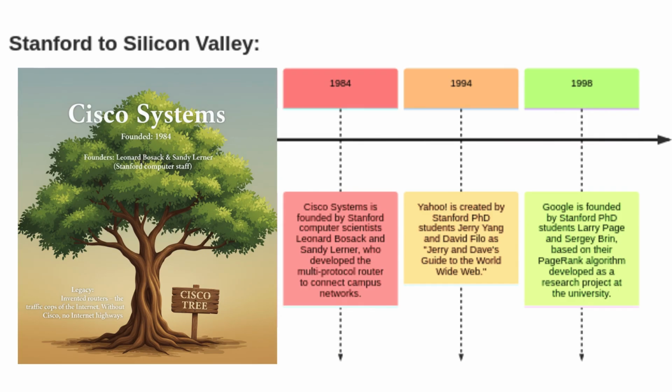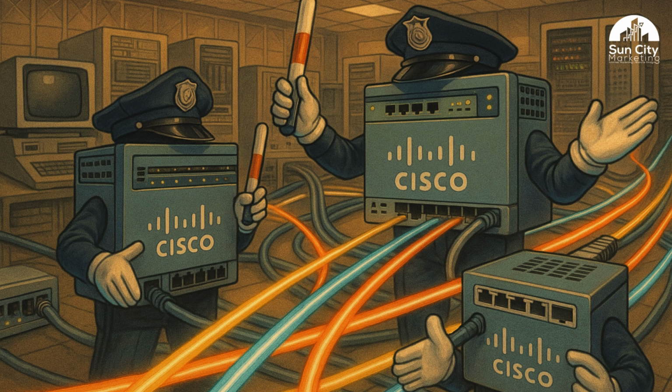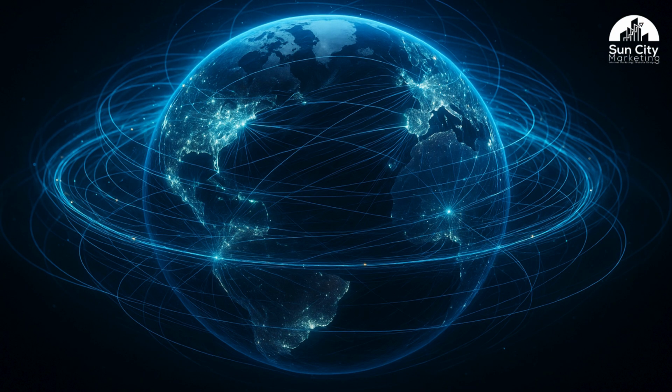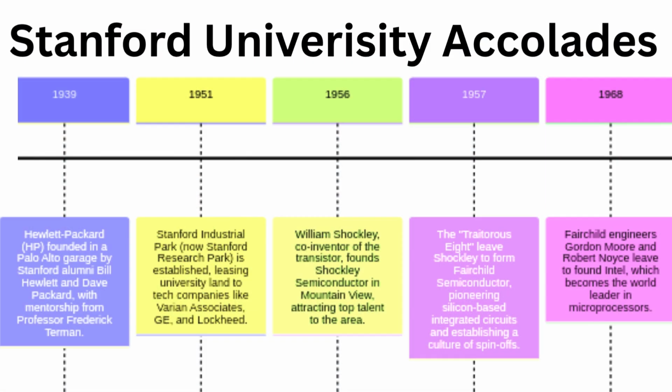In 1984, Stanford computer staffers Leonard Bosack and Sandy Lerner created the first multi-protocol router to connect disparate campus networks, founding Cisco Systems. Cisco's routers became the Internet's traffic cops, directing data across expanding networks and enabling global connectivity. By the mid-1980s, Stanford had shaped computing, networking, and the culture of innovation itself. From Hewlett-Packard's hardware to Engelbart's mouse, Tomlinson's email and @ sign, TCP/IP protocols, Sun Microsystems servers, and Cisco routers, Stanford had laid the digital foundation of the Internet.